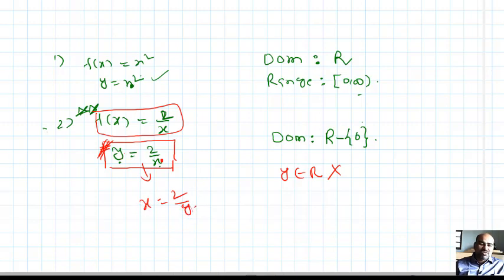So instead of y, you can take anything except 0. For y equal to 0, x is not defined, which means the range of this function is all real numbers except 0. So for this problem, domain and range are the same. In the previous problem, domain and range were not the same, but in this problem they are the same.